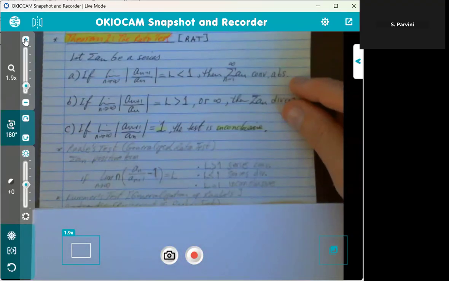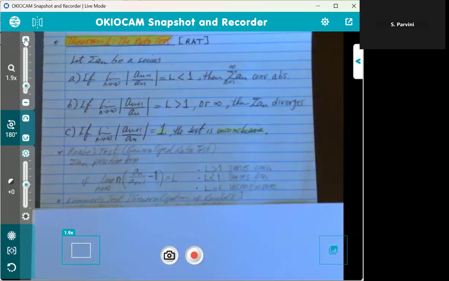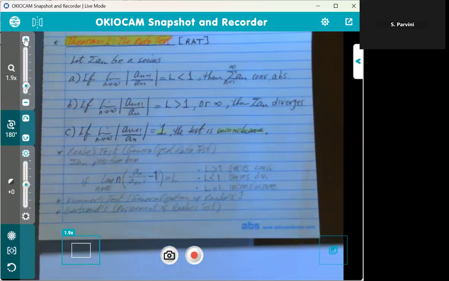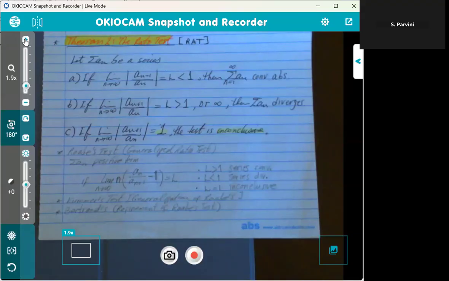Or if you want, you can use Kummer's test, which is a generalization of the test above, Raabe's test. Or you can do Bertrand's test, which is a refinement of Raabe's test. So again, any one of these would be a remedial action if the ratio test is inconclusive, or any of the other tests that we learned about.